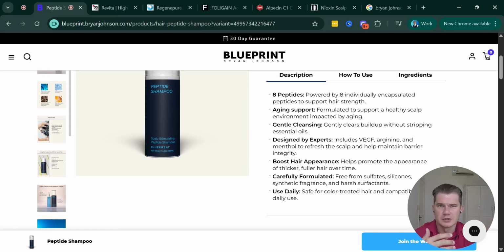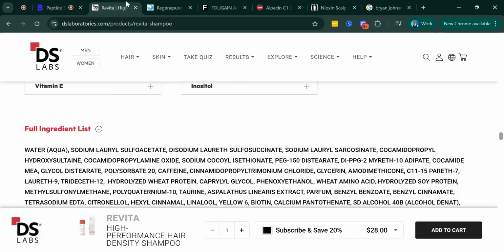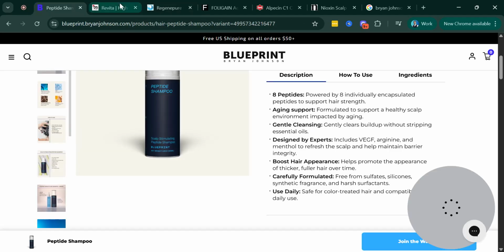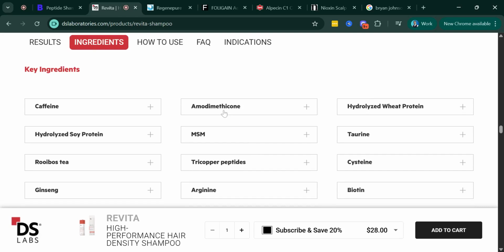But additionally, we can also look at Revita. Revita has a silicone that is quite easy to wash out, like this one here. Regenepure has a more resistant silicone, which is harder to wash out, right? So if you are using Regenepure, then you likely need a shampoo that is more clarifying to wash it out. But Revita has a silicone that is easier to wash out.